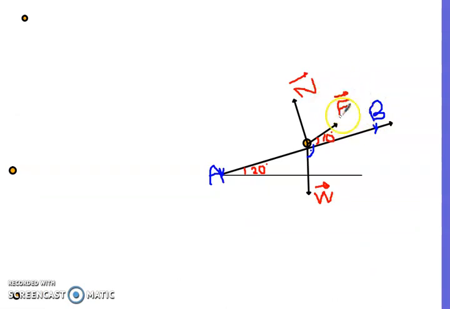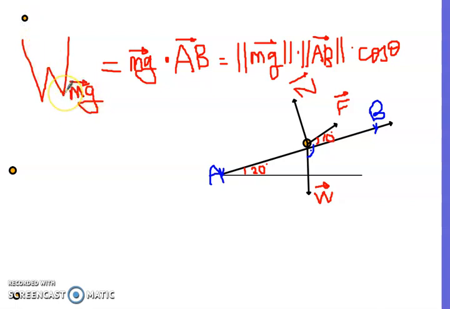So this force of the worker makes an angle of 10 degrees with the slope AB. This is the normal and this is the weight. There are three forces: the force of the worker, the weight, and the normal. Let's find the work done by each force. Work done by the weight: this is F in reality, in the language, not the force of the worker. F dot AB means norm of F times norm of AB times cosine theta.